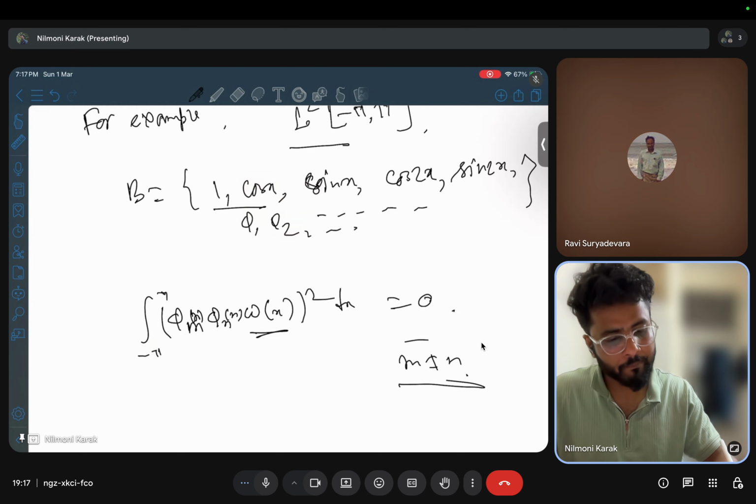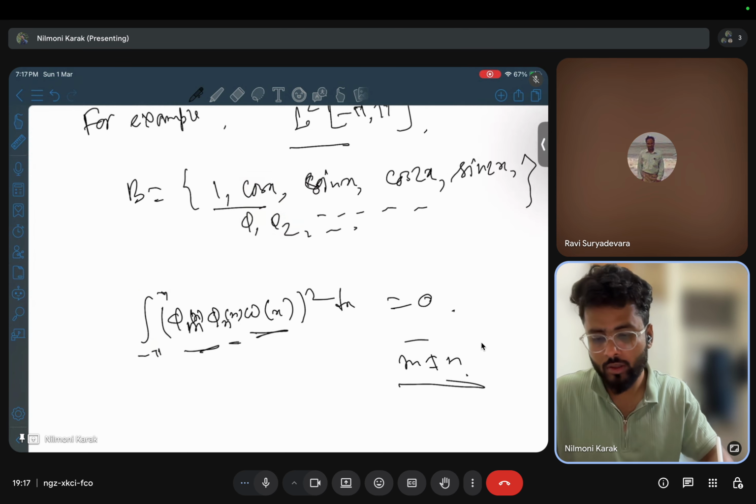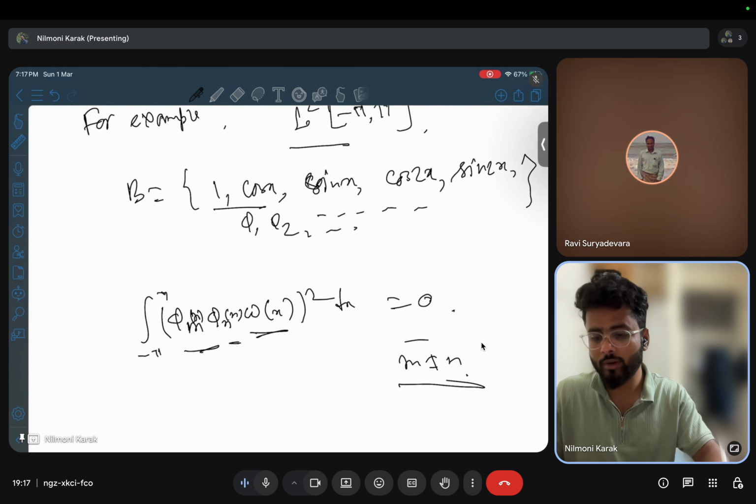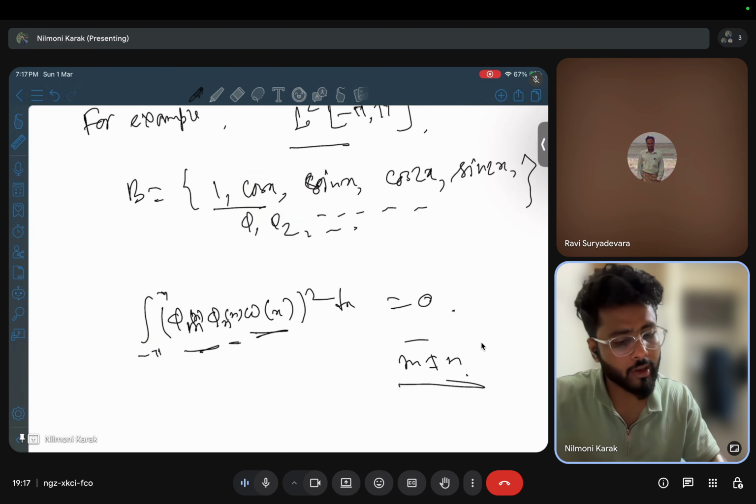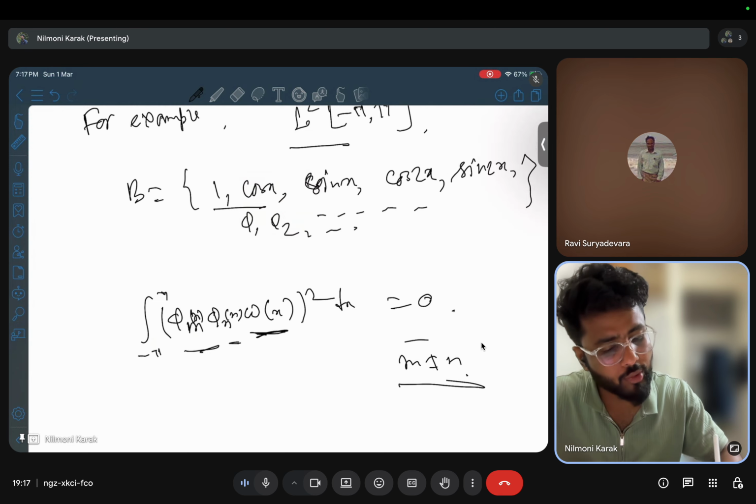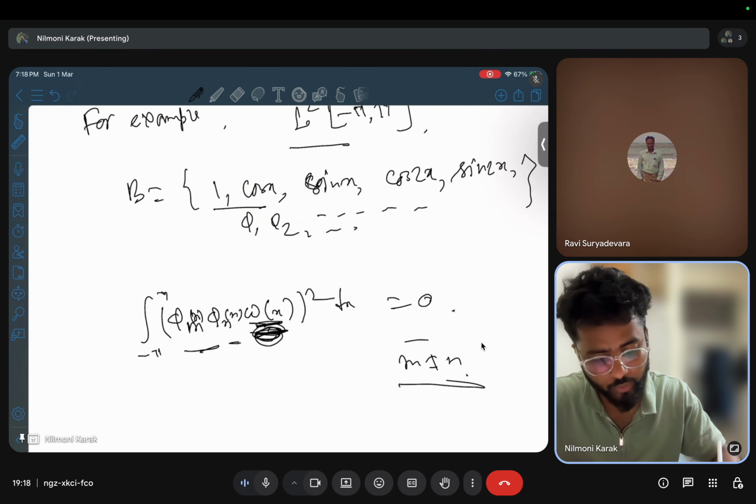Not only phi m and phi n. So for an orthogonal system, you should multiply this weight.